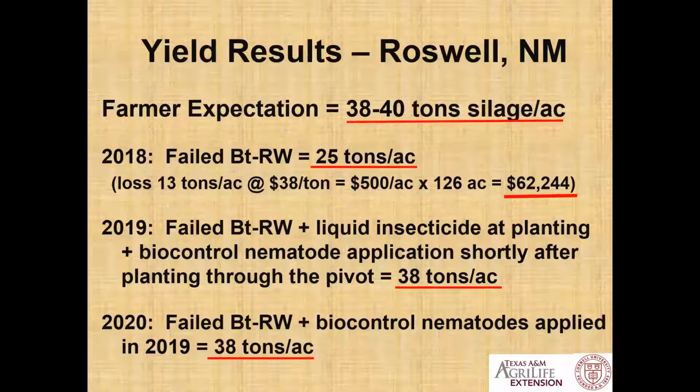In this particular case, the farmer expects 38 to 40 tons of silage. His BT failed in 2018. It was down to 25,000 or 25 tons. He lost $62,000 with his failure of his BT. 2019, we applied, he had used the same failing BT. He put on liquid insecticide to help out the nematodes, plus the nematodes, and he got back up to 38 tons. In 2020 and 2021, all he had was the biocontrol nematodes and his failed BT, and he's back at 38 tons to the acre.